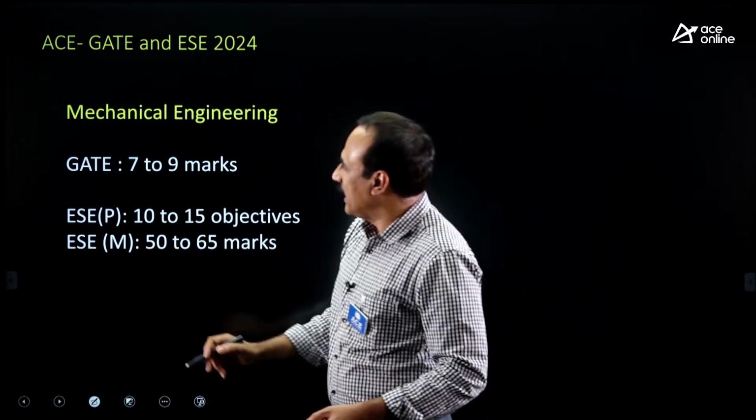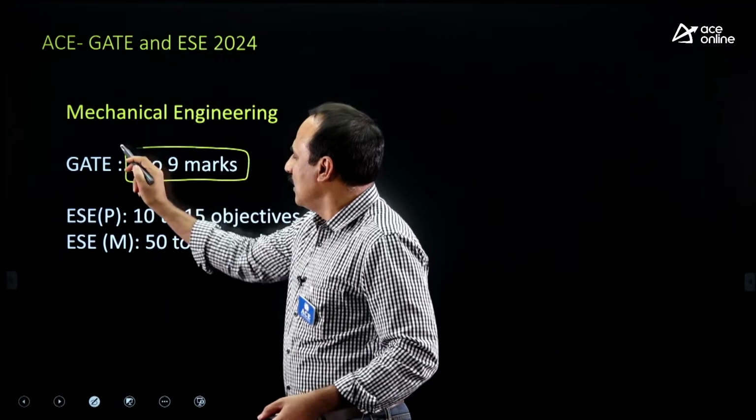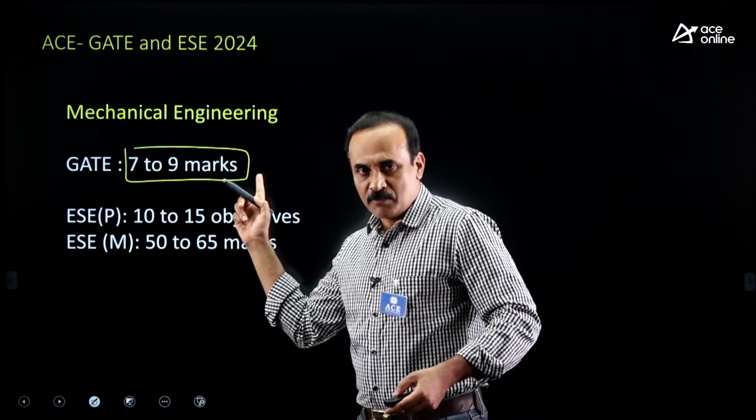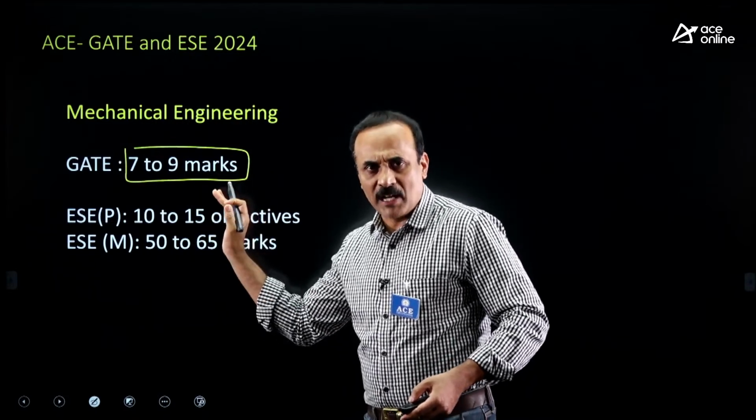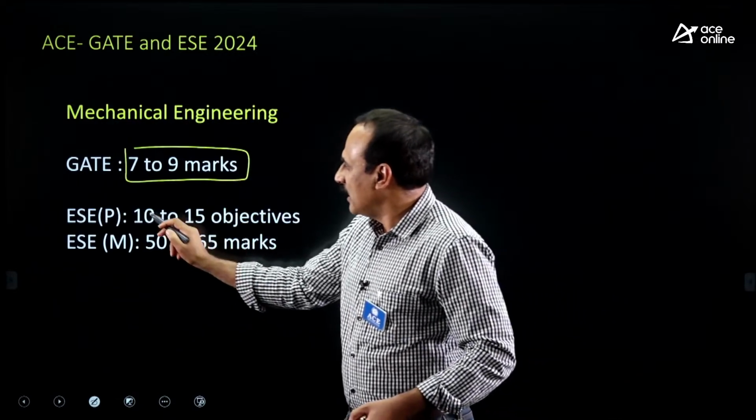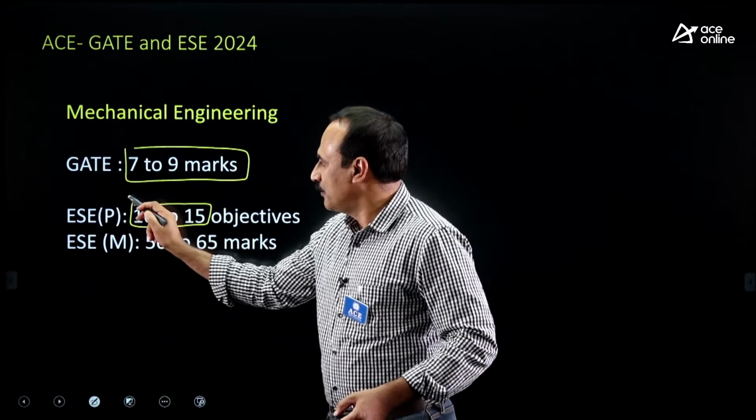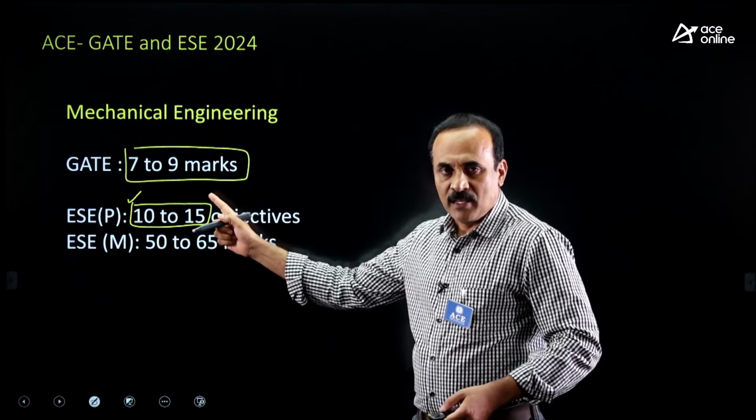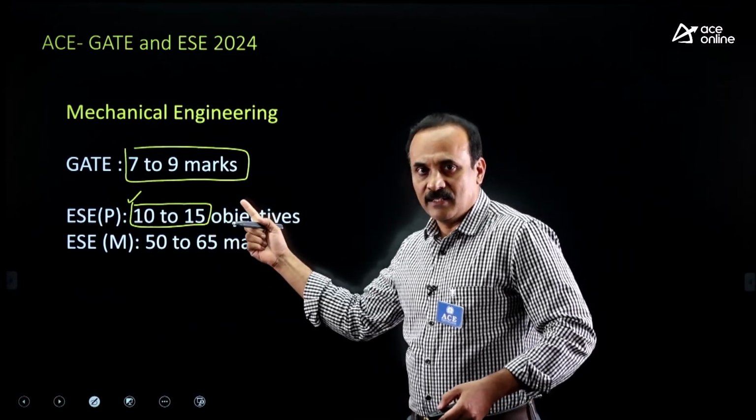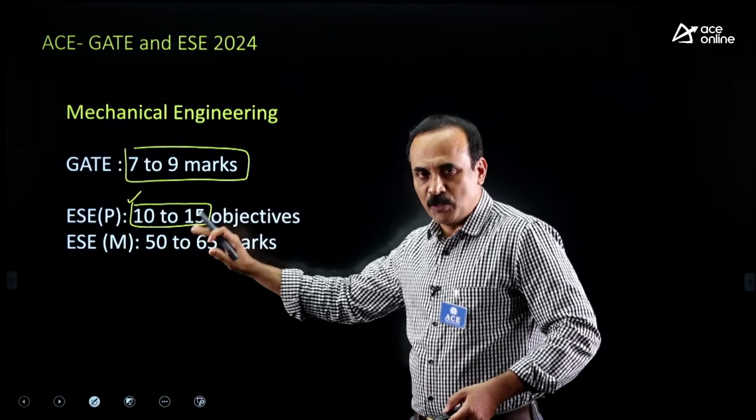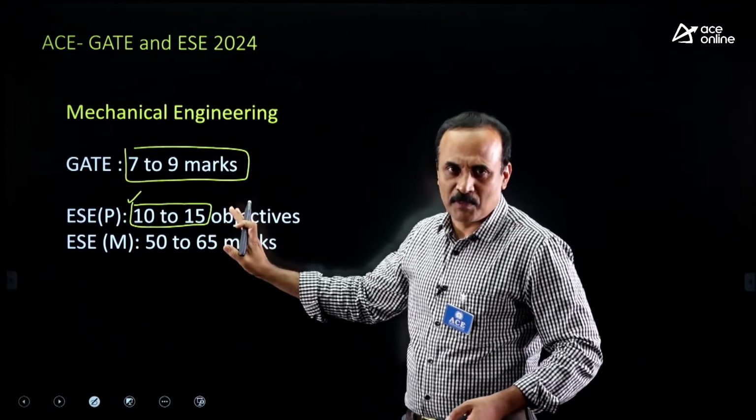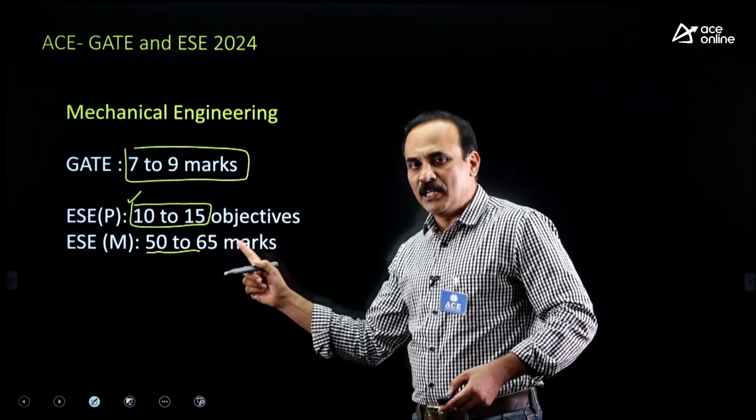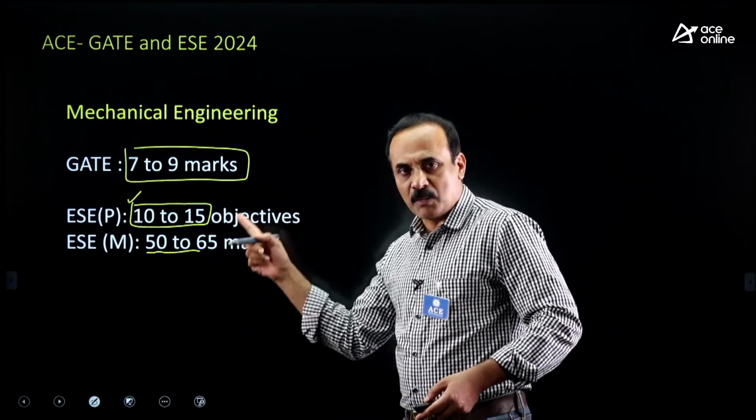Now coming to the mechanical engineering, the weightage is the same as that of GATE civil, you see, 7 to 9, here also 7 to 9. Sometimes it may extend to 10, but extending to 10 marks is a rare issue, very rare issue. And ESE prelims point of view, 10 to 15 objectives. Compared to civil, 18 to 20, this is slightly lesser because here the design, machine design and theory of machines will be sharing some complex stresses problems complicatedly. And mains point of view, 50 to 65 marks. It is reasonably good weightage. So mains, we'll talk about it later on.